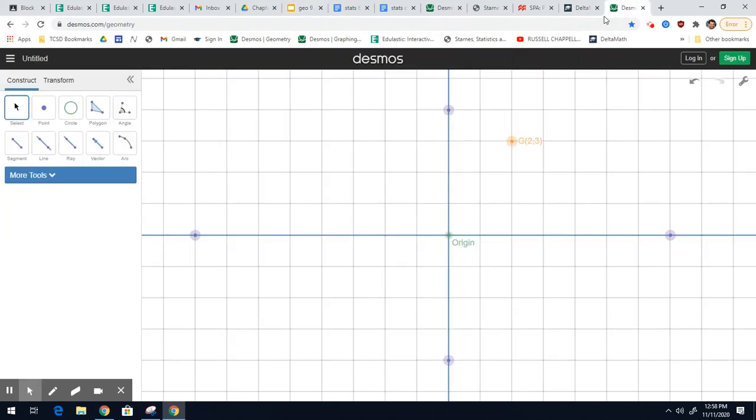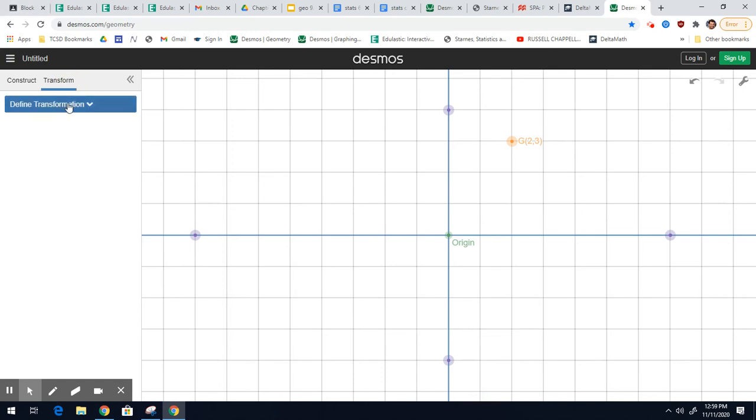Okay, so I have the exact same setup they do. I even use the same point G at (2, 3). So we're going to define a transformation, a rotation. Notice the degrees, right? The center is going to be the origin, and I'm going to go 90 degrees.